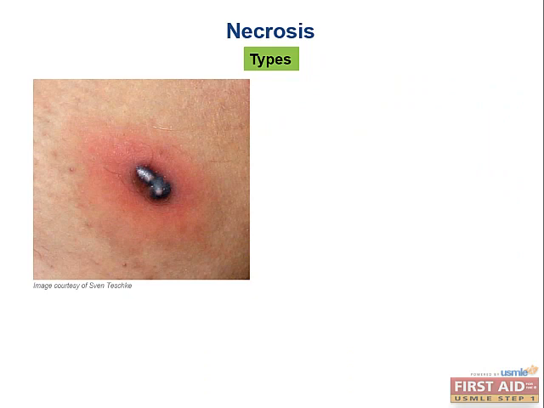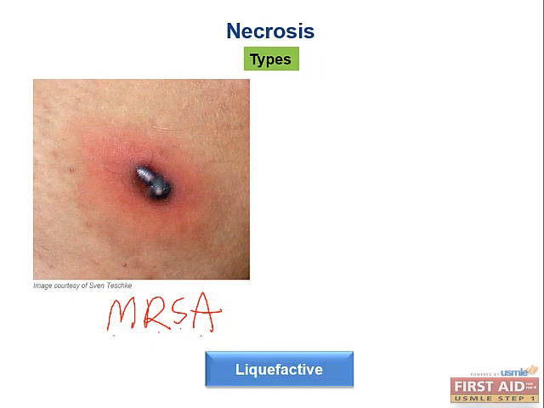Let's say that a child is exposed to other children. He plays with them in his daycare who have MRSA, methicillin-resistant Staphylococcus aureus. It's bad infections. So let's say that this kid develops an abscess in his skin that we see here. What type of necrosis do you think is taking place in his skin? The answer is liquefactive. What do you think we'll see microscopically here?